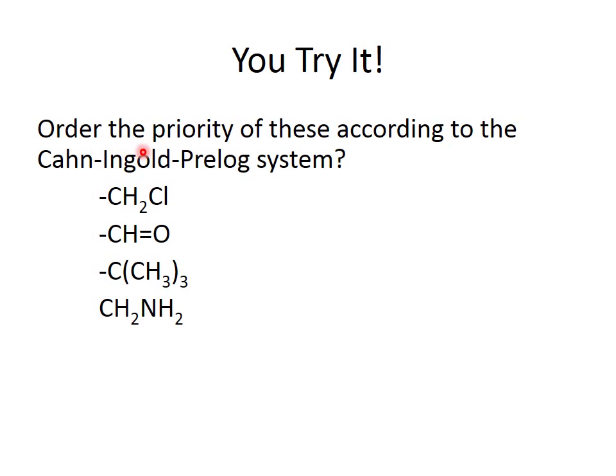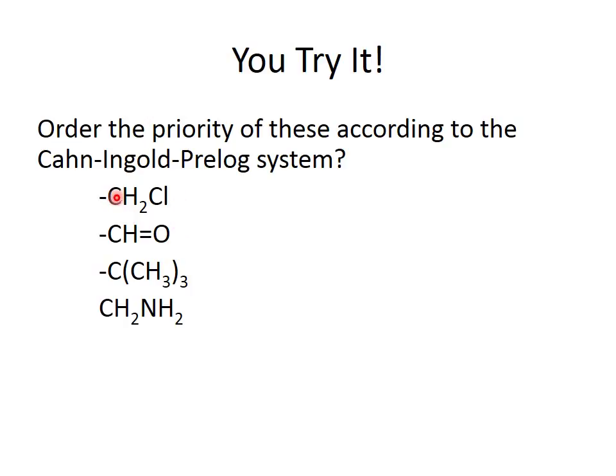Now what I want you to do is try this all on your own. Go ahead and order the priority. The priority that we've been looking at is called the Cahn-Ingold-Prelog system. So go ahead and order the priority of these according to what we have been doing. Assign 1 highest priority to 4 lowest priority.